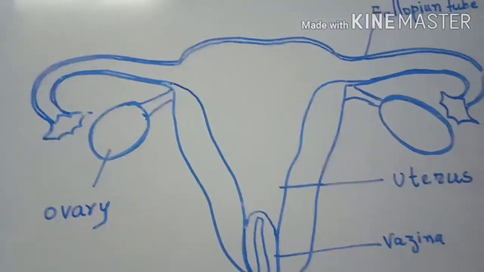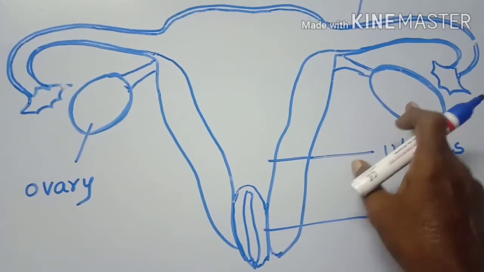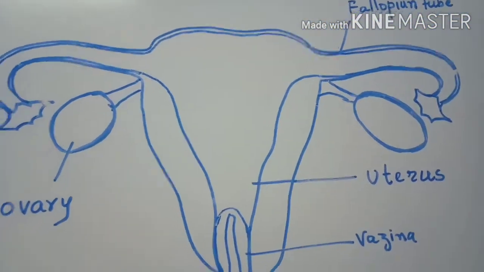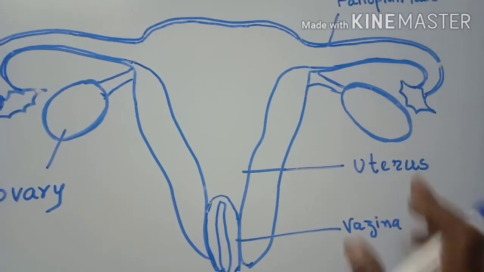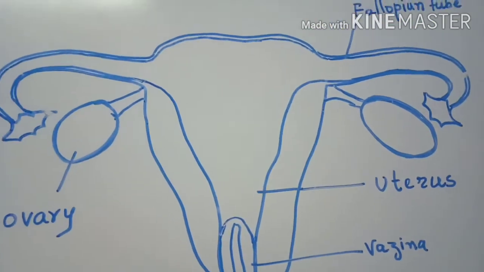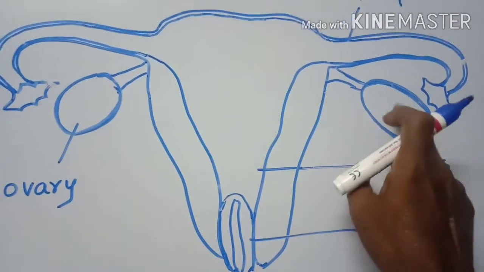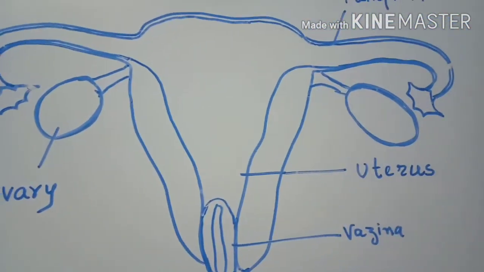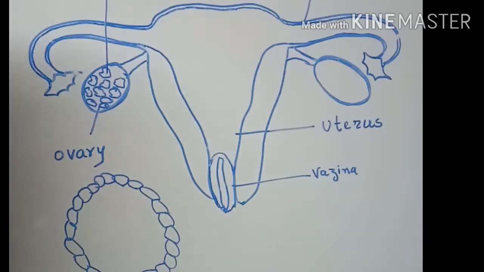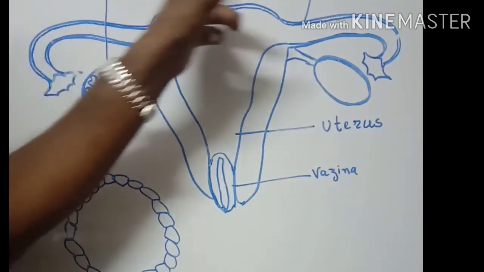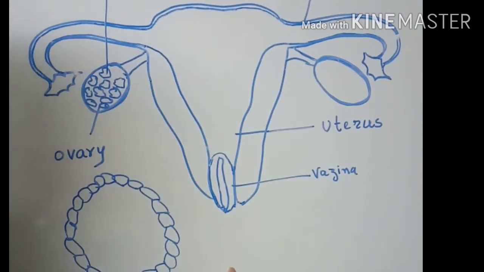And then the third part, ovaries. Two ovaries are arranged in the system. In these ovaries, ovum is generated. So this side one ovary, this side one ovary, two ovaries are arranged in this system. Okay, so this is the female reproductive system arranged in the female's body.